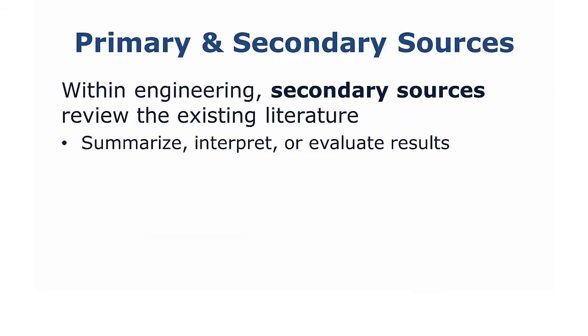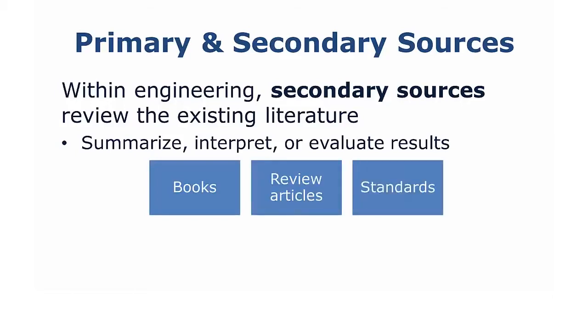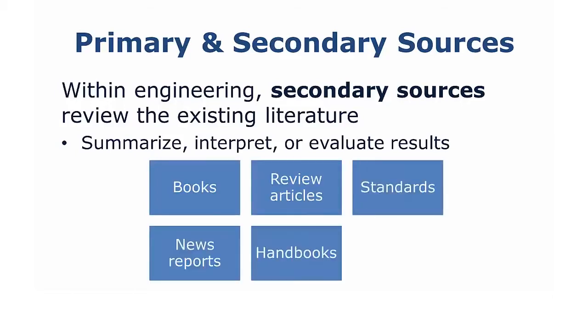Within engineering, secondary sources review the existing literature and often summarize, interpret, or evaluate the results found in primary sources. A familiar example of a secondary source is Wikipedia. Examples of secondary sources include, but are not limited to, books, review articles and journals, standards, news reports, handbooks, and manuals. Secondary sources are not as current as primary sources, but are often useful for finding introductory material.